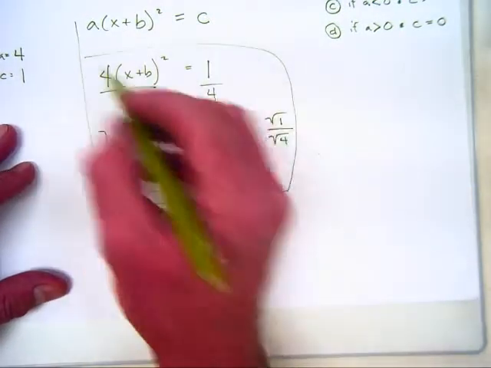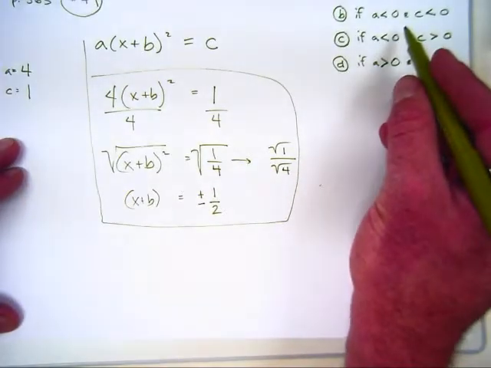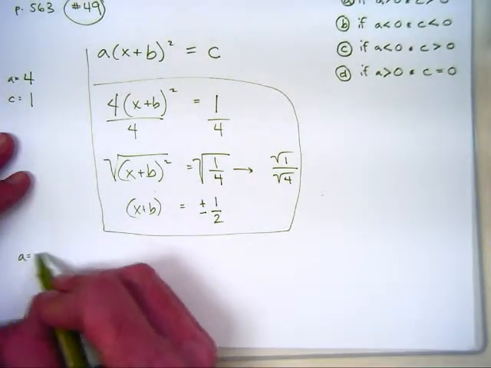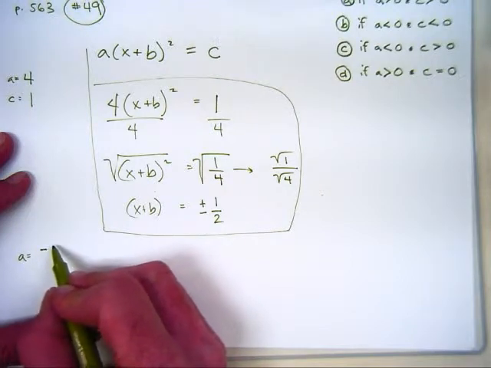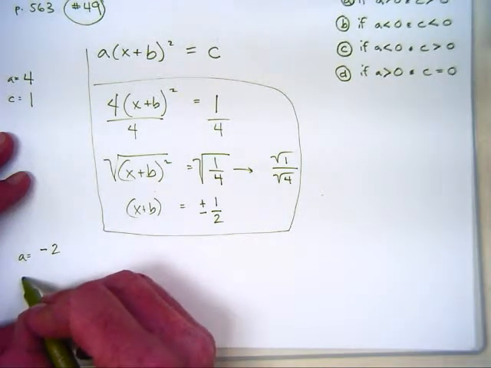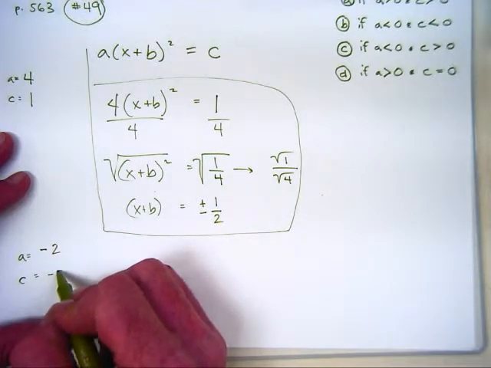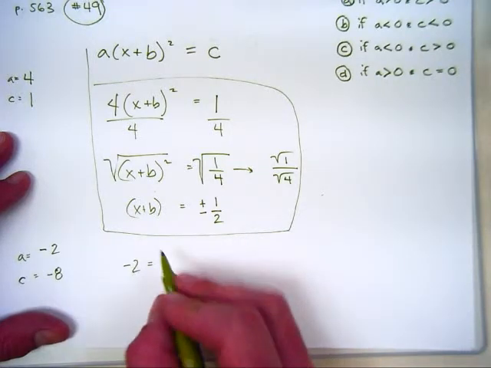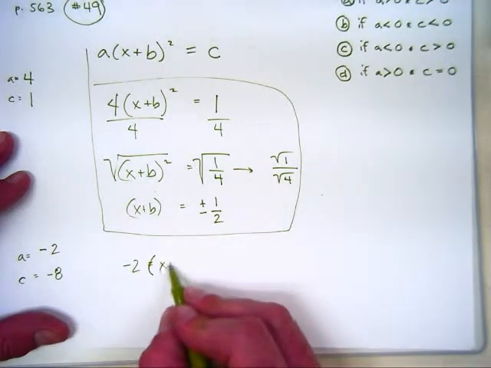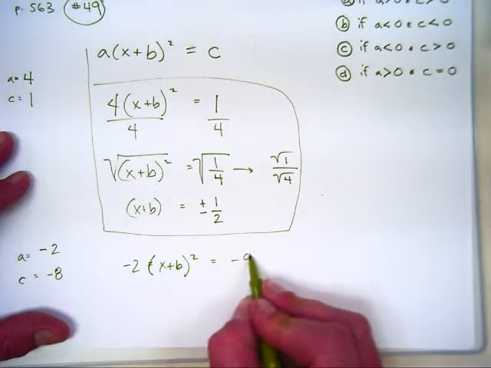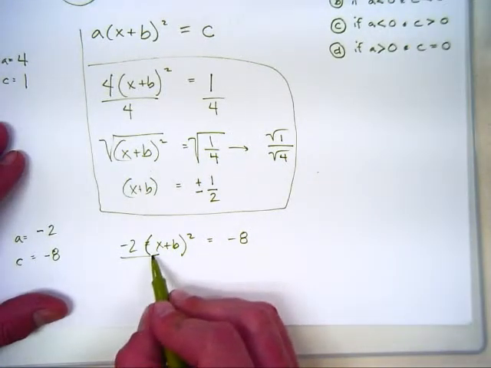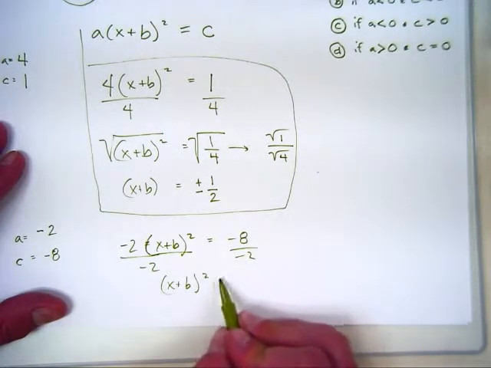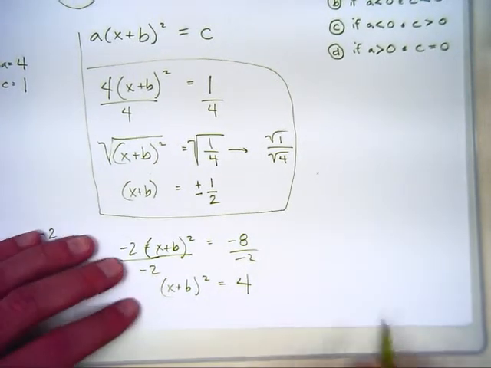So here, what if A is less than 0 and C is less than 0 for this one? I'm going to say A is negative 2, and I'll say C is negative 8. So I'm going to rewrite this as negative 2 quantity x plus b squared equals negative 8. I divide by negative 2, divide by negative 2, and I get x plus b quantity squared equals 4, positive 4, because a negative divided by a negative is a positive.